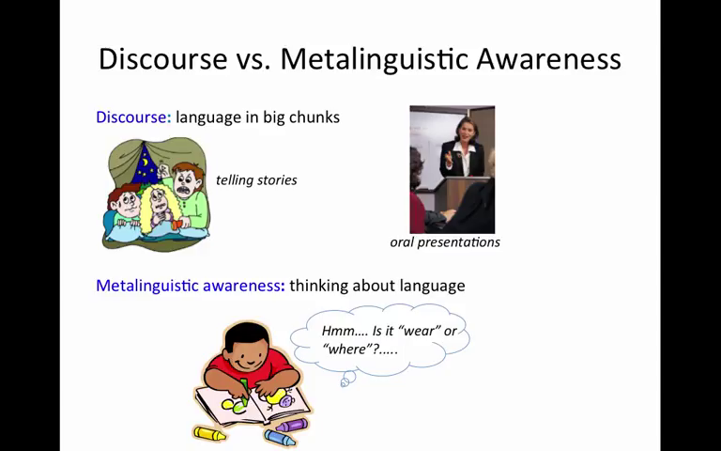And metalinguistic awareness is thinking about language. Metalinguistic awareness is distinct because it's internal, it's implicit, and it's often unconscious. It's the questions we ask ourselves when we're writing. Is it where or where this time? Is this the case where I use the apostrophe in its or not? Metalinguistic awareness in this way is quite subtle, yet it's really important for checking to make sure that the communication we generate internally is able to be interpreted by others in the world.